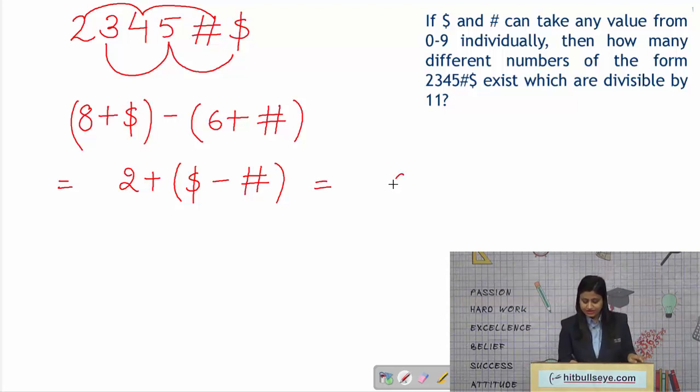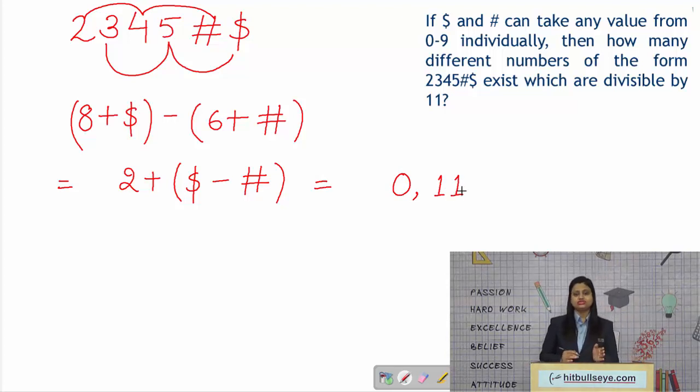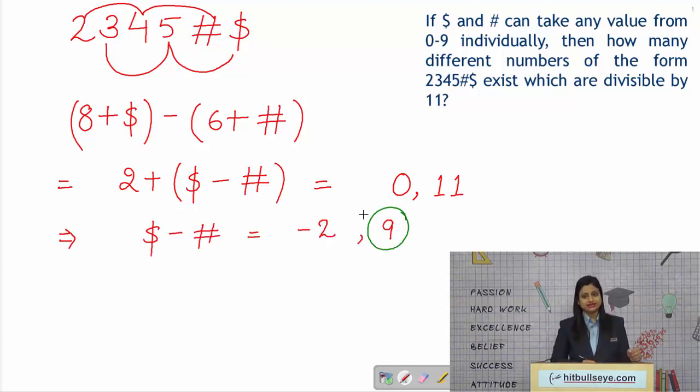So it can be either 0 or 11. We cannot take all the multiples of 11 here. We cannot take minus 11, 22, 33 and so on. Why so? Because dollar and hash, they both are digits. So the maximum value of dollar minus hash will be 9 and the minimum value of the same expression will be minus 9. So for this 9 there is only one solution, that is 9 minus 0.